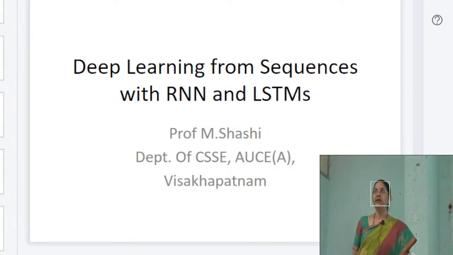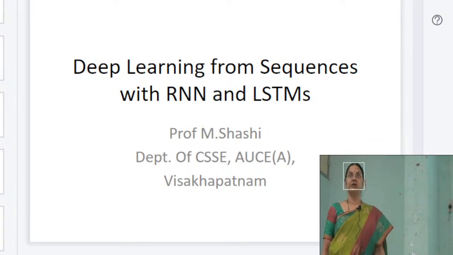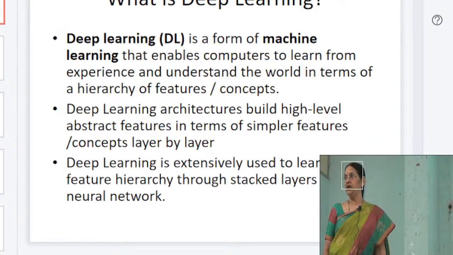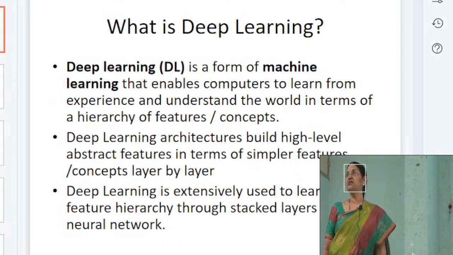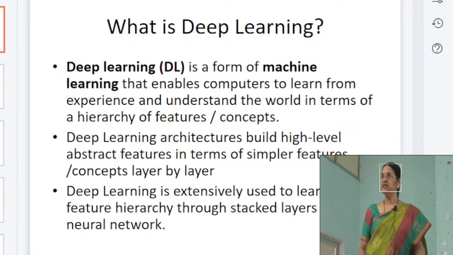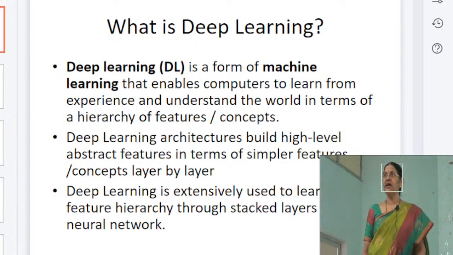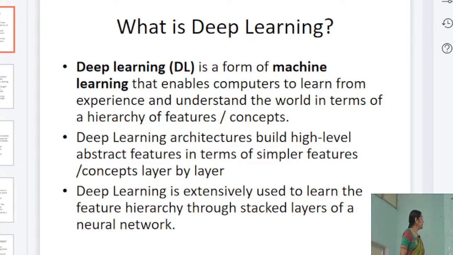So deep learning requires multiple layers because it aims to learn feature hierarchies, especially in domains where complex features are present, like understanding an image and automatically generating a caption for the image. In order to generate the caption, you actually have to understand the contents of the image. So it's not just segmentation or something like that. For all that, you require a hierarchy of features. Deep learning architectures build high level abstract features in terms of simpler features. This is extensively used to learn the feature hierarchy through standard layers of hidden nodes.